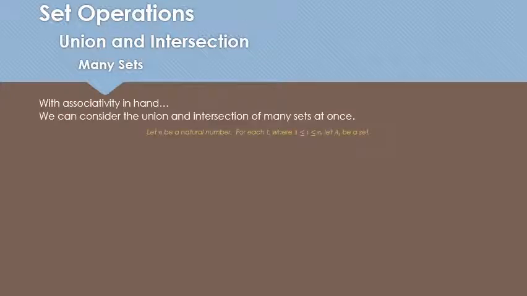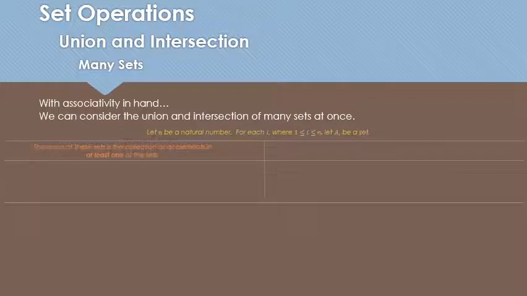Same thing with intersection. So here we'll let n be a natural number, and for each integer i, where i is between 1 and n, let A_i be a set. Okay, so we have the sets A1, A2, A3, all the way up to An. We have that collection of sets. That's what that's saying. Then the union of all these sets is the collection of all elements that are in at least one of the sets, just like how it's defined for union. And the intersection of all these sets, these A sub i's, is a collection of all elements that belong to all of the sets. So each element in this intersection of the A_i's will belong to each A_i.